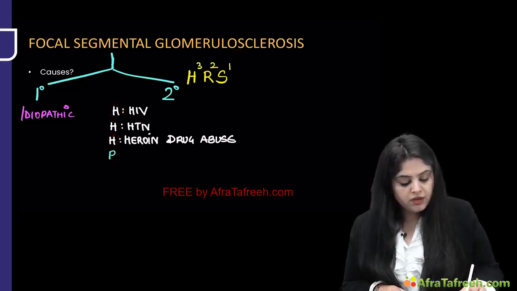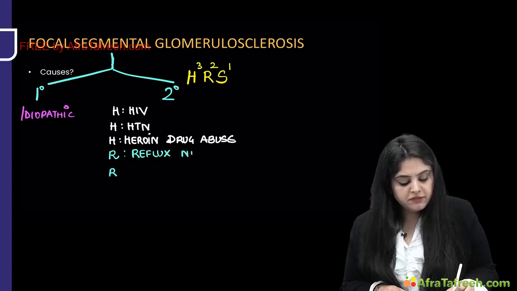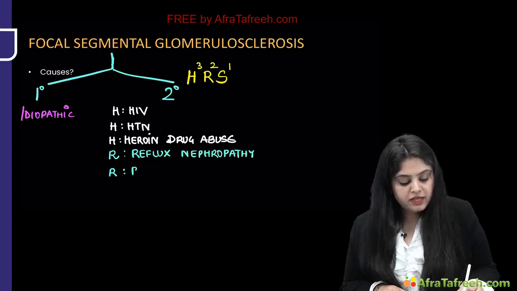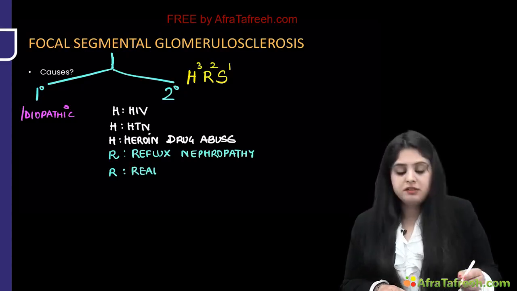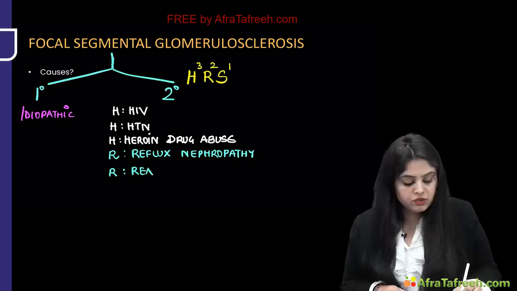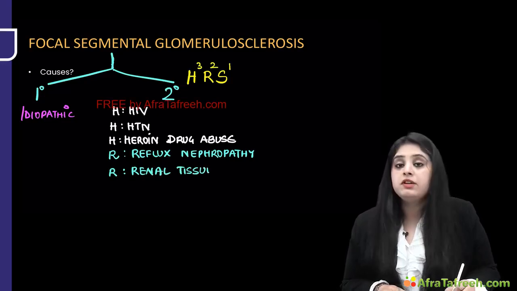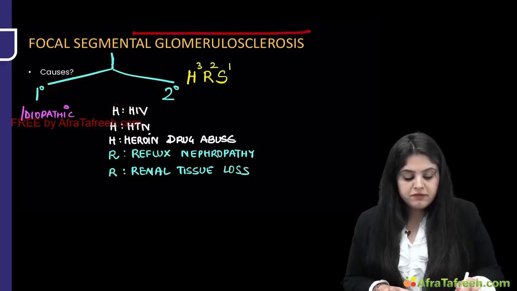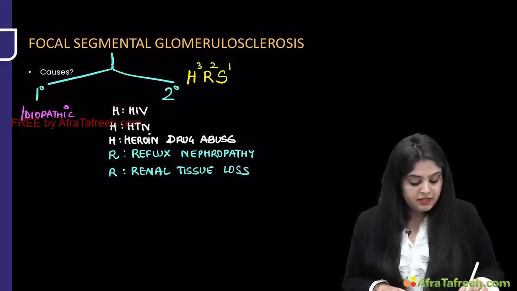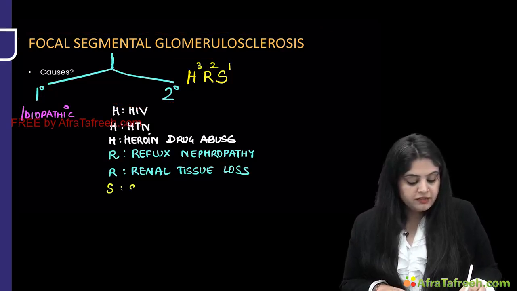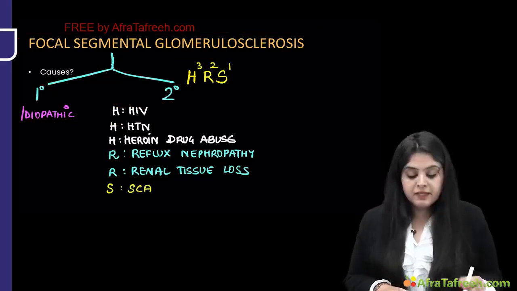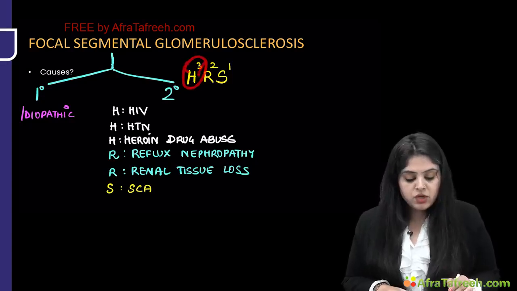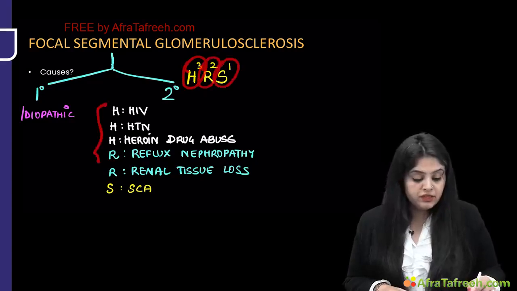Now we move on to the 2Rs. Whenever there is a case of reflux in the kidney, in simple words, reflux nephropathy, and also if there is any renal tissue loss for whatever reason, maybe because a cancer patient had to undergo a surgery and renal tissue was lost, or someone is born with only one kidney, any kind of renal tissue loss, whatever is left is going to result in FSGS. Finally, we come to the S, and what is the S? It is a case of sickle cell anemia. So remember guys, 3H, 2R and 1S all cause FSGS.